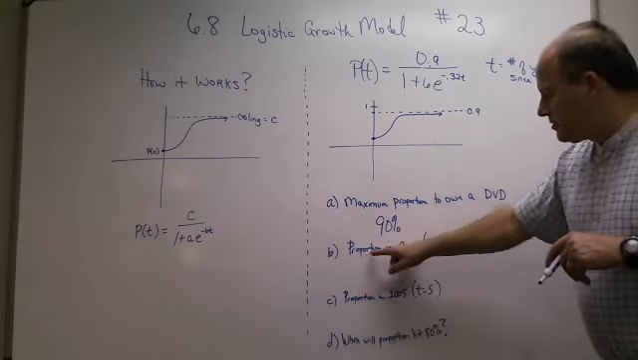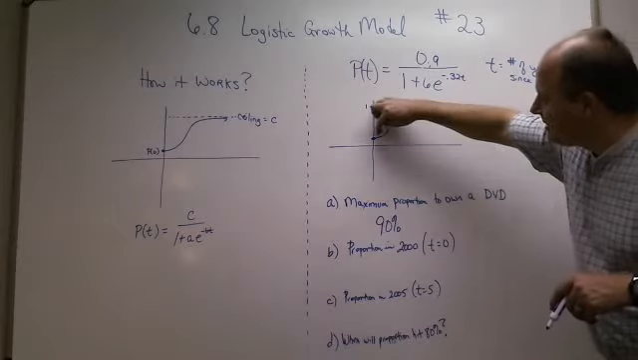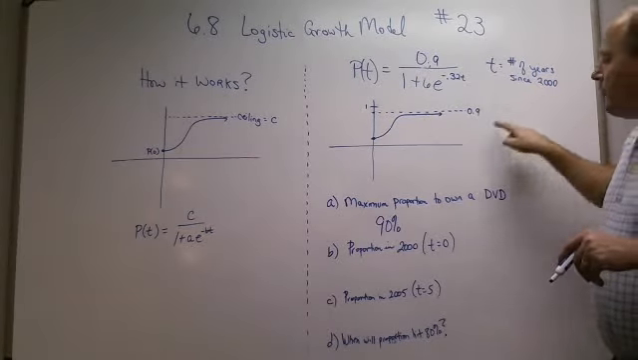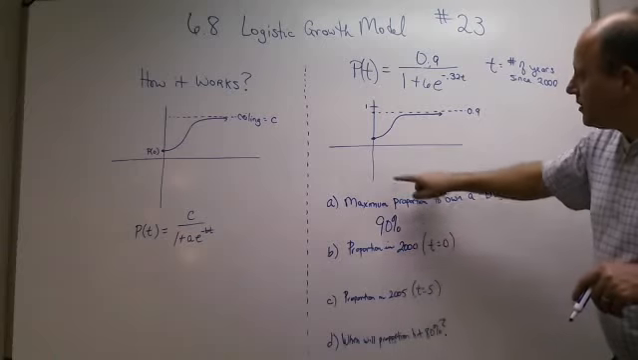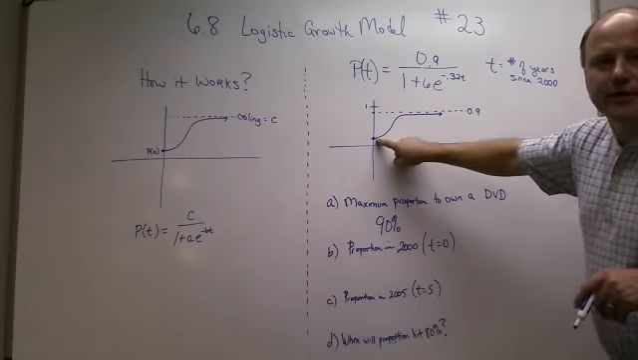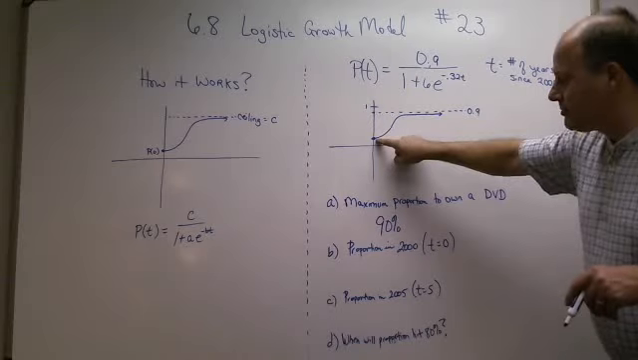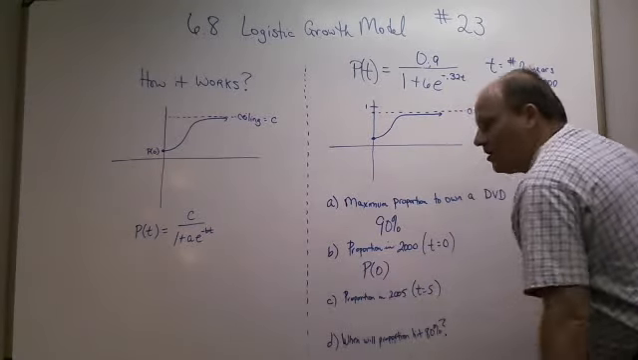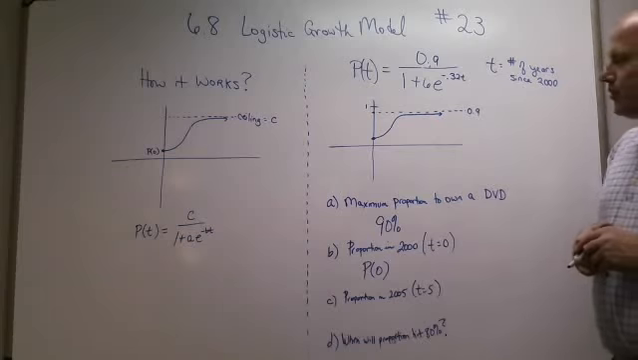Now, they want to know the proportion in the year 2000. Since t is the number of years since 2000 in this situation, they want you to identify the starting point. All you have to do is plug in 0. So this will be P of 0. Like I said a while ago, it's just plug and chug for the most part.